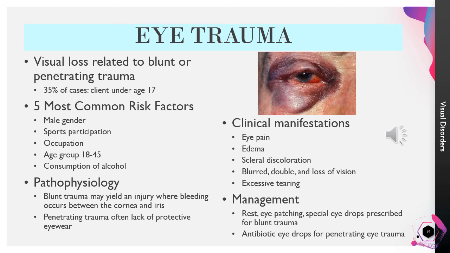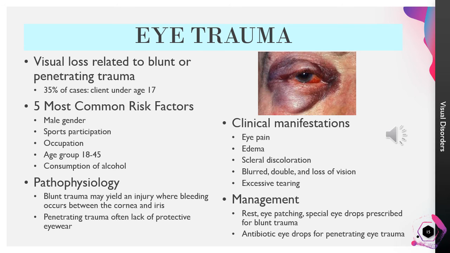Blunt trauma, which is the most common of the two, occurs when the eye is struck with a finger, fist, or some solid object, and it may yield an injury where bleeding occurs between the cornea and the iris. Penetrating trauma refers to injuries in which the eye is pierced by a sharp object, such as a knife or a piece of metal. And this is the type of injury that is usually due to a lack of eye protection.